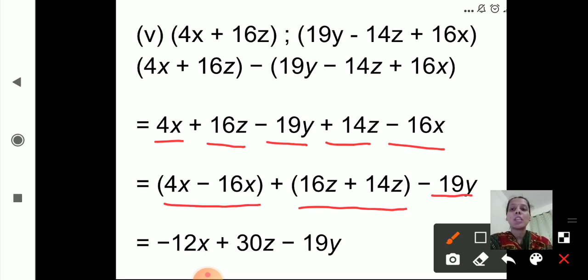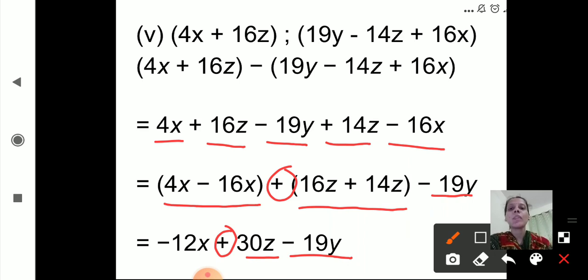Now we will solve the second bracket, in between is a plus sign, so we write 16z plus 14z. Now do the addition. 16 plus 14, the answer is 30z. Okay, and minus 19y we will write down as it is, because there is no like term with minus 19y. So the answer is minus 12x plus 30z minus 19y.